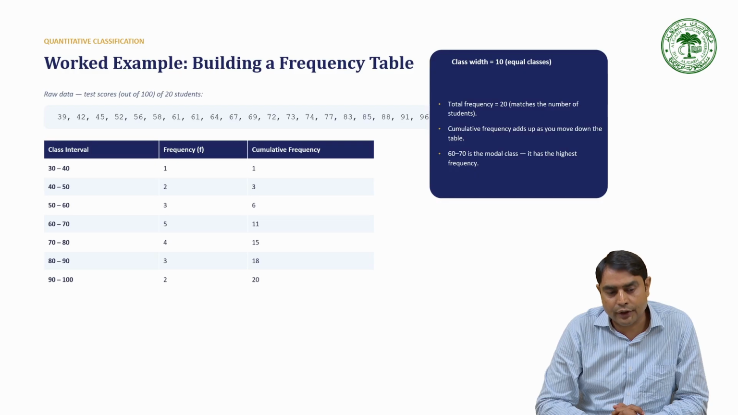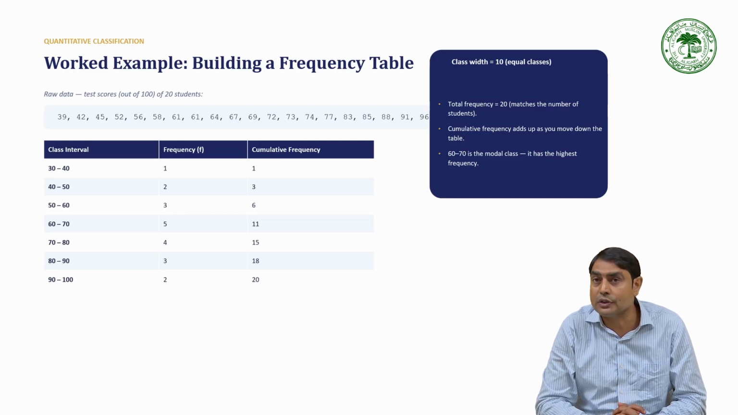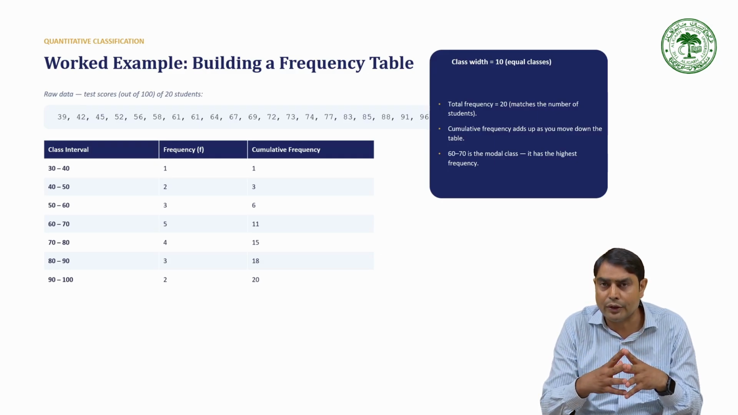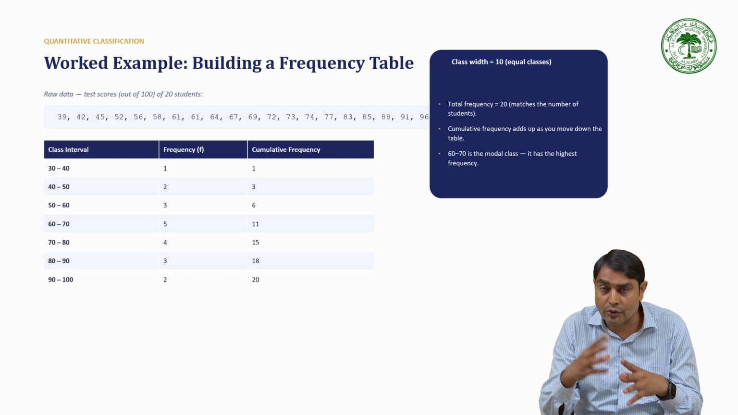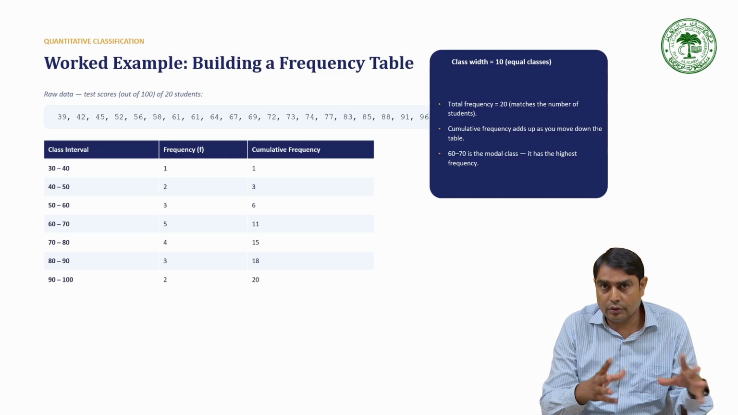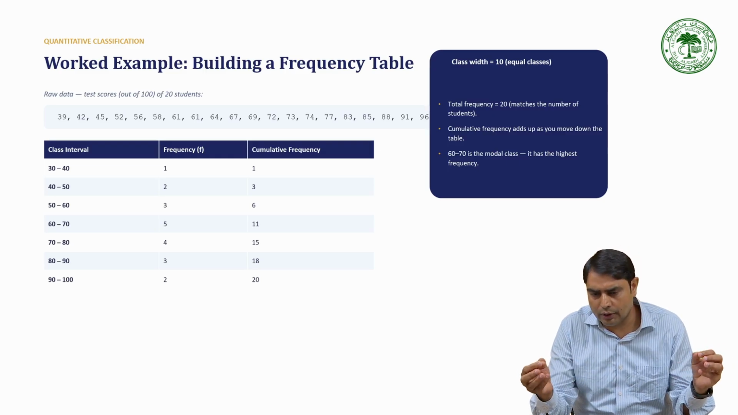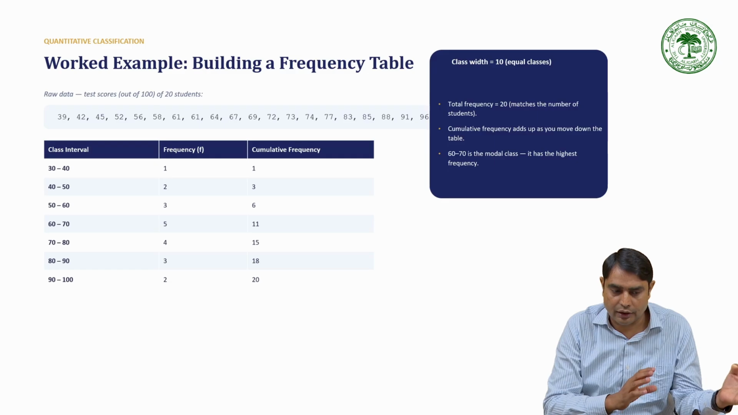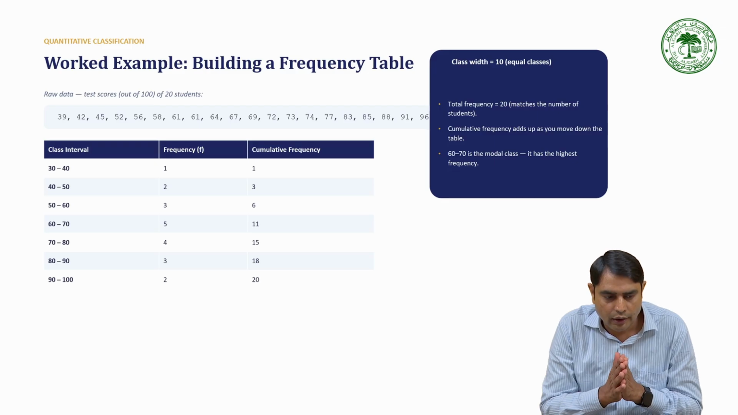So the values are 39, 42, 45, 52, 56, 58, 61, 64, 67, 69, 72, 73, 74, 77, 83, 85, 88, 91, 96, and there are many other possibilities. So these are a few values. These values may be for 1000 data, and my data may be for say 1 lakh observations. In that case, I'm not going to read all the numbers separately. Rather, I'll create a range and then put the values into their respective ranges.